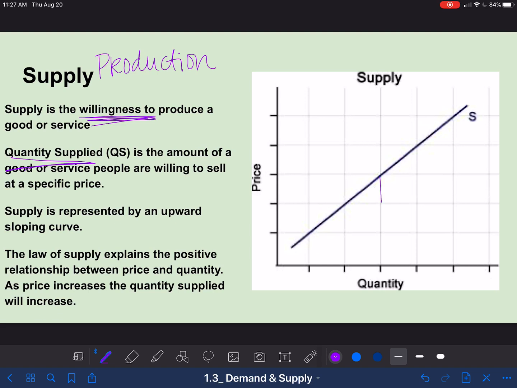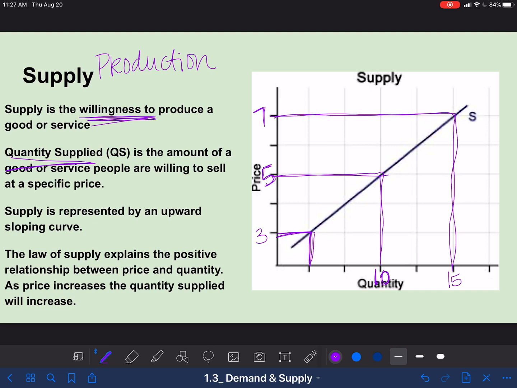So let's say we have a price point of $5. How much will our suppliers supply at $5? Well, they're going to supply 10. But let's say the price is $7. How much do we think our suppliers are going to supply at $7? Well, they're going to supply more. So let's say they're going to supply 15. But let's say our price drops to $3. What are suppliers going to do when the price drops? Are they going to supply more or supply less? Well, they're going to supply less. And this creates our upward sloping supply curve.